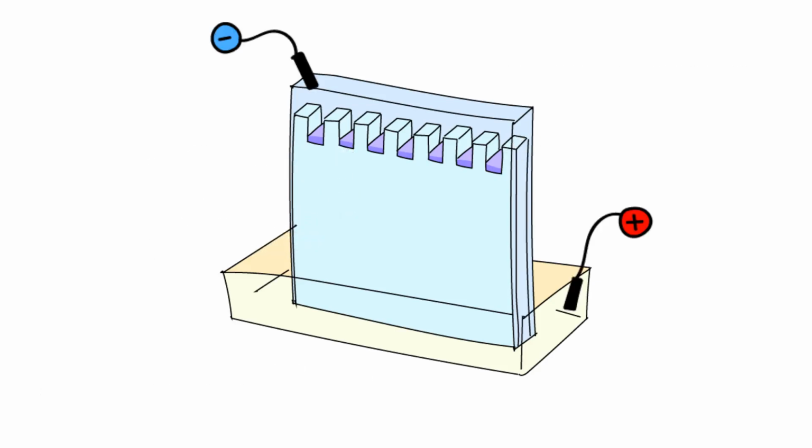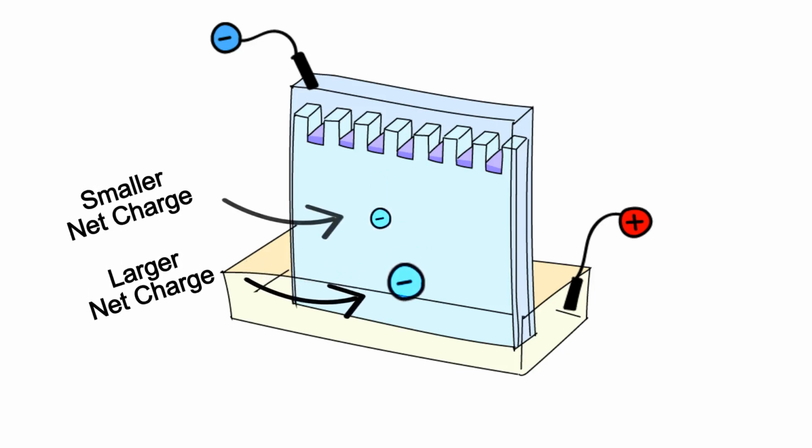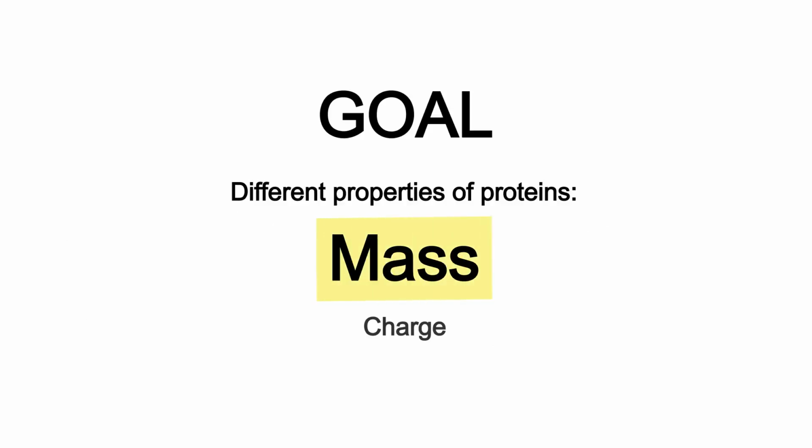An electric field will be applied to this gel, which allows molecules that have a net charge to move towards one electrode according to their net charge. Remember that molecules with a larger net charge will move more quickly as well. The goal is to separate the proteins in our sample based on their difference in mass, and only their masses. However, to do this, there are a couple of challenges we have to overcome.